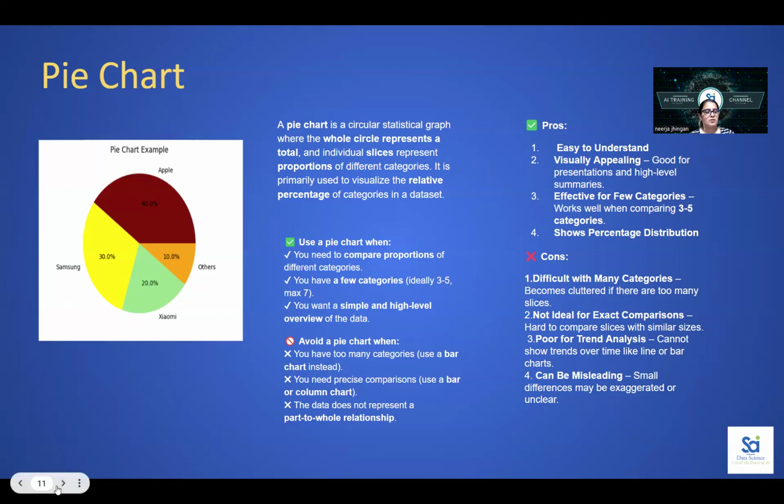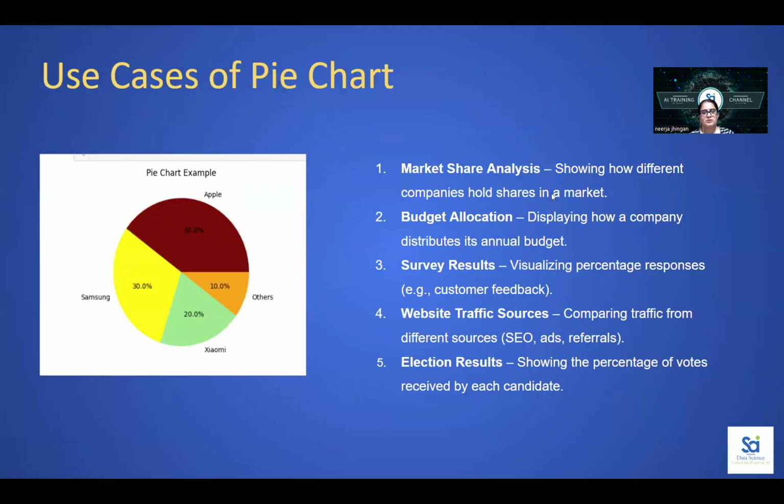Now we will look at its use cases as well. You can use it for market share analysis, showing how different companies hold shares in the market. And budget allocation, if you want to display how a company distributes its annual budget, like this much money will be spent on construction, this much on replacing the monitors, and so on, in different categories. Survey results, website traffic sources, election results. These are the most common use cases for the pie chart. But keep the disadvantages in mind as well. Don't use this graph if you have many different categories. It will make very small slices which will not be clear to your stakeholder about your data insights.